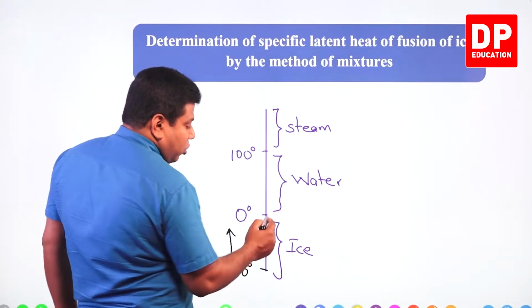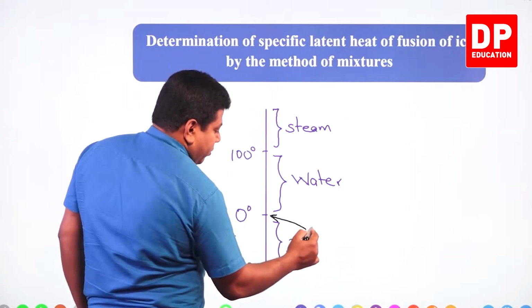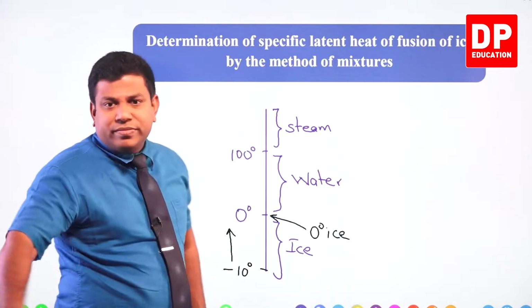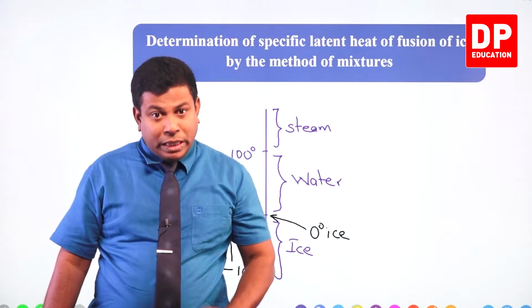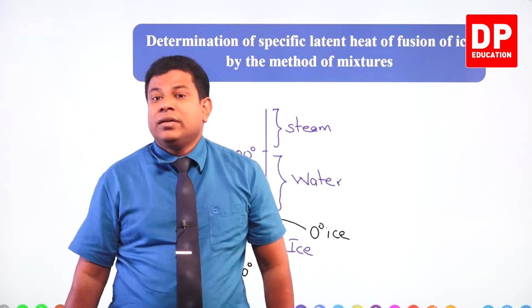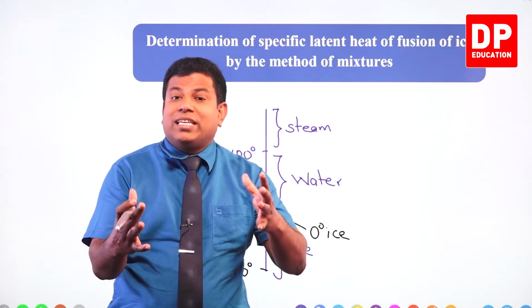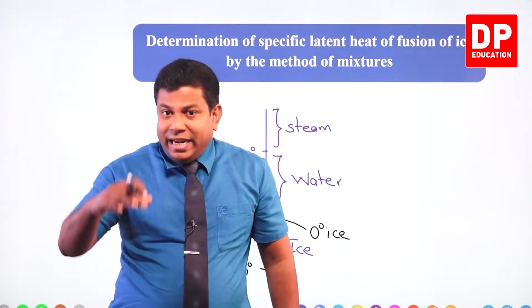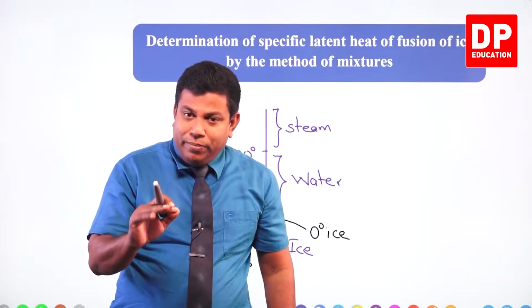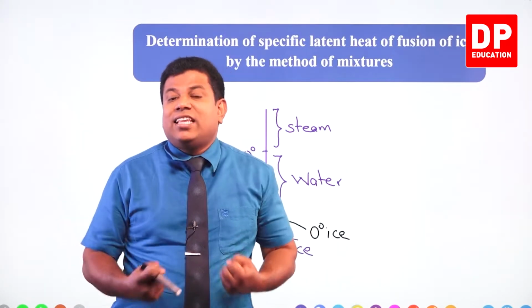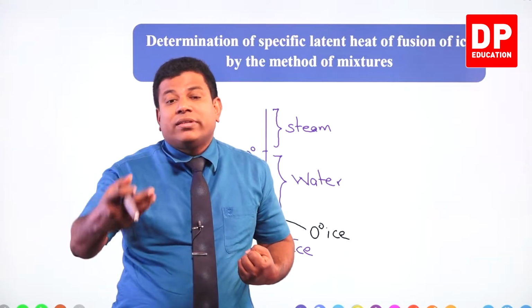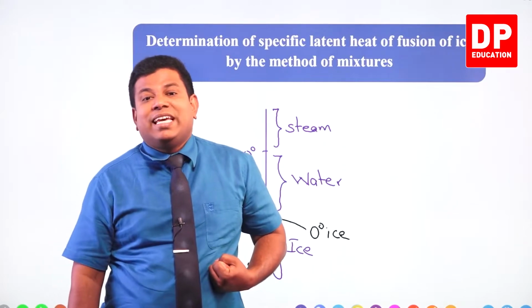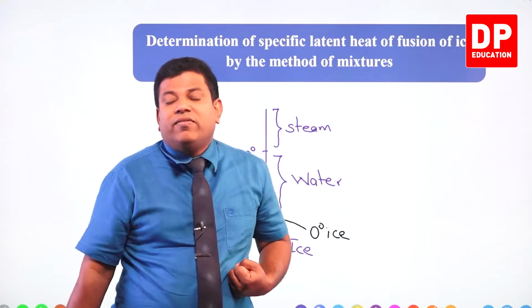At 0 degree also, it will be 0 degree ice. Continue heating it up. Give more and more heat to this. Now what will happen? It remains as ice for some time. It obtains all the heat that you give, and after some time it will change its state to liquid state. That is when the water will be produced.